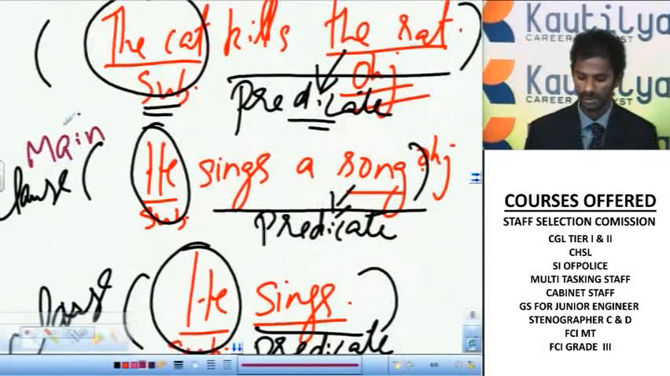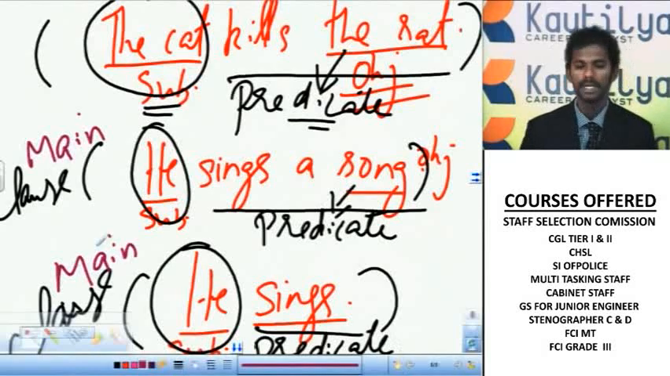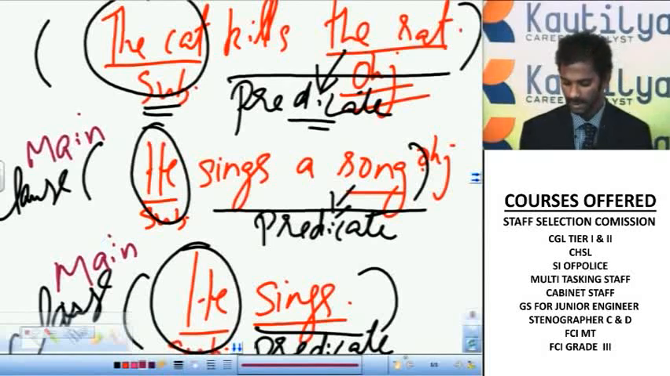Main clause. He sings. Only one clause, so it cannot be a subordinate clause. It is a main clause here. It makes a complete meaning or a complete sense. Clear? So that is about a clause. A clause is a part of a sentence containing a subject and a predicate.